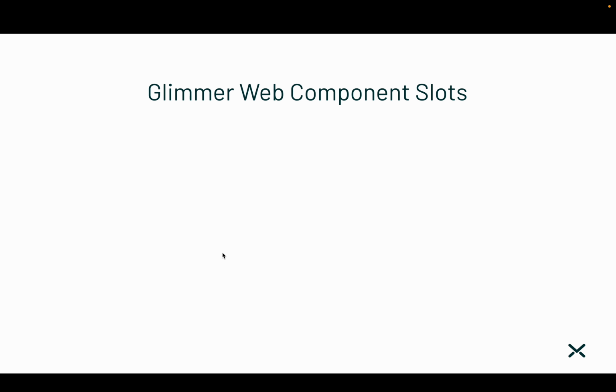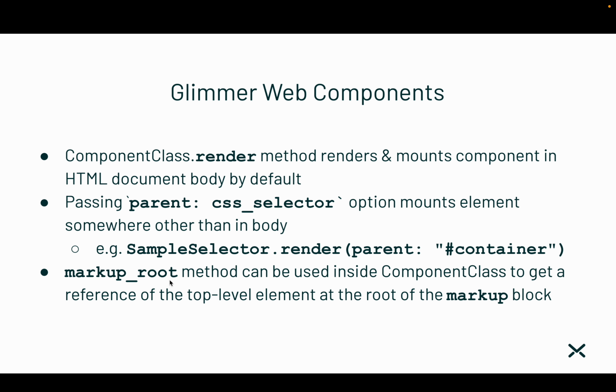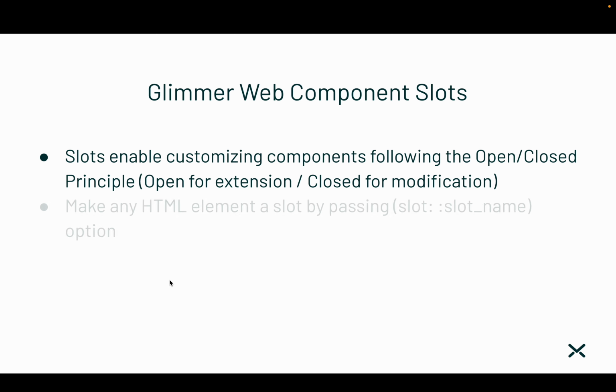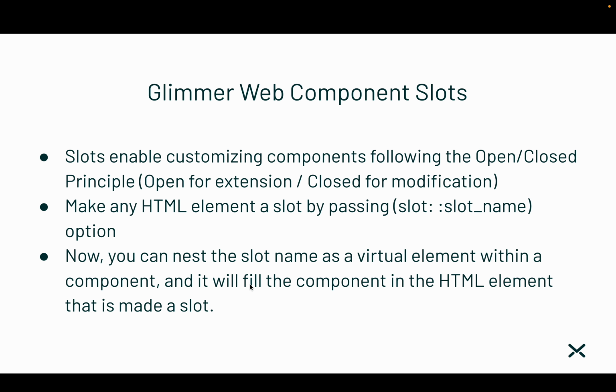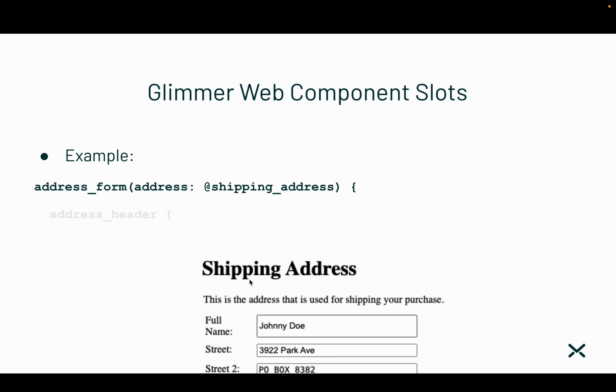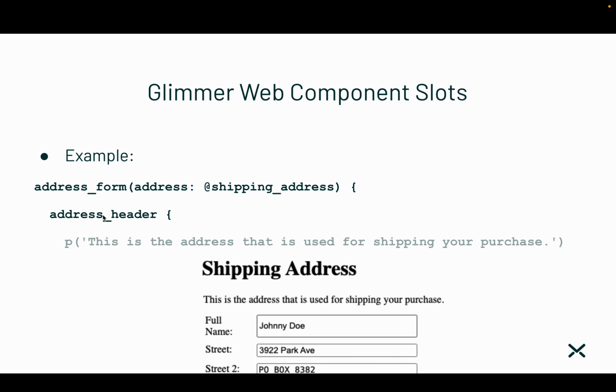I'll show you how. Markup root is just a method that gives you the root element of the markup. Component slots is a feature that lets you customize components. So if I want to create a component and follow the open-closed principle, where it's open for extension but closed for modification, for example, I can create an address form that can take a header that it will insert between the title of the address and the fields of the address. So this header is customizable. So that's a slot. So Glimmer supports component slots like address header and address footer.